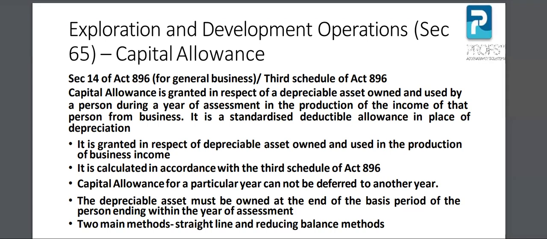With the general business, we have two main methods. We have the straight line method and then the reducing balance method. So the straight line method is levied on the cost. The reducing balance is levied on the running balance. Just like depreciation, we have the diminishing balance method and we have the straight line. Depending on your depreciation policy, if it's straight line, it is levied on the cost. If it's diminishing, the same thing.